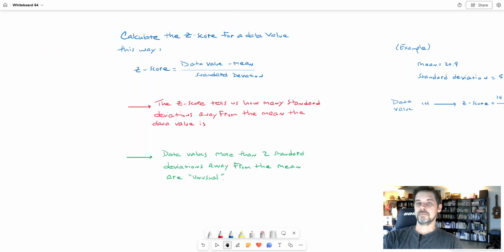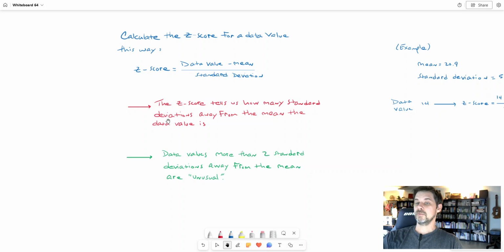Before we do that, what's a z-score? We can calculate it like this. You take the data value you're given, you subtract the mean, which you're also given, and you divide that by the standard deviation. What that tells us is how many standard deviations the data value is away from the mean. Most of the data will be near the mean, and it's more and more unlikely that there's data further and further away from the mean. So the z-score tells us how far away the data value is from the mean, in terms of how many standard deviations.